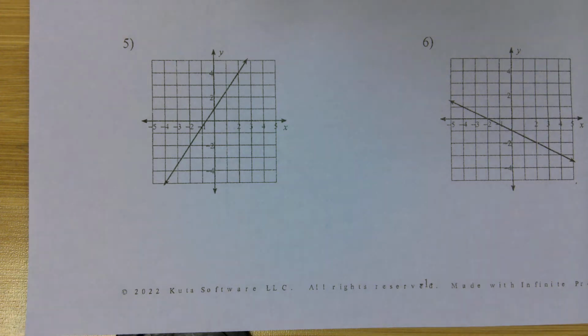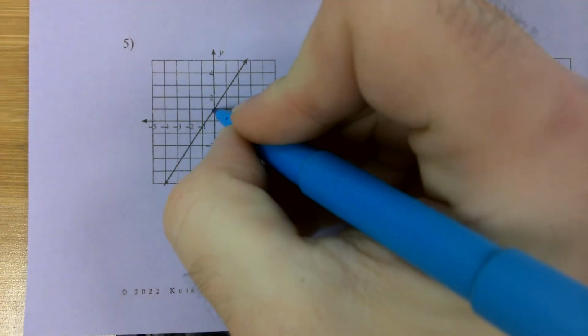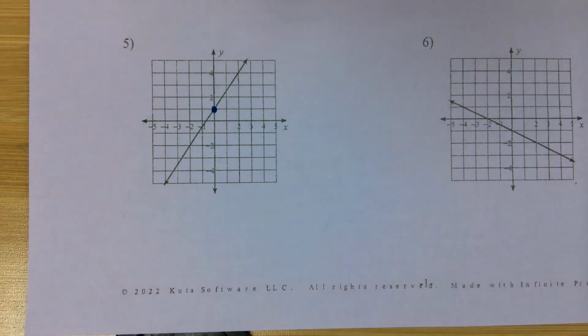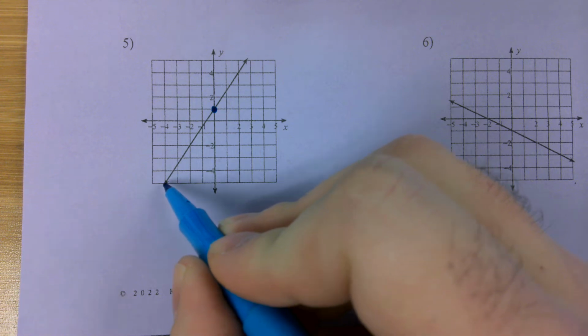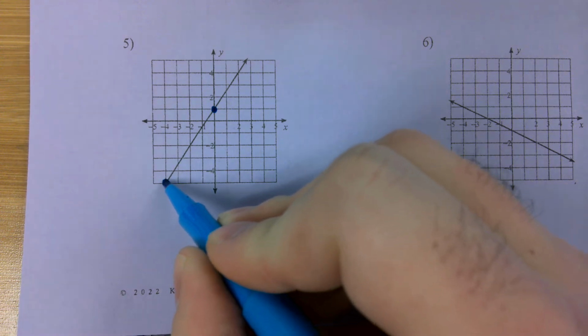Where's our y-intercept at 5? Anyone see it? Anthony, where's our y-intercept on number 5? It's at 1, right there. It's wherever the line crosses the y-axis, right? So that's going to be at 1. Where do you see another point, Anthony? At the bottom right here? -4. Yeah, there's definitely a point right there.